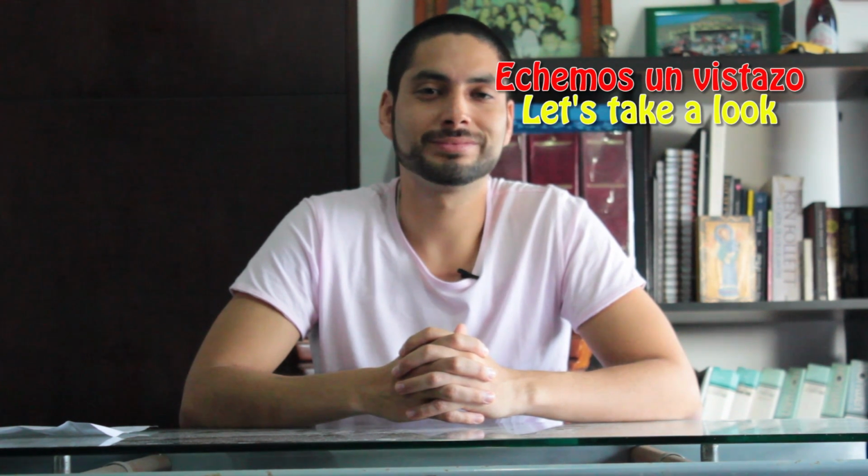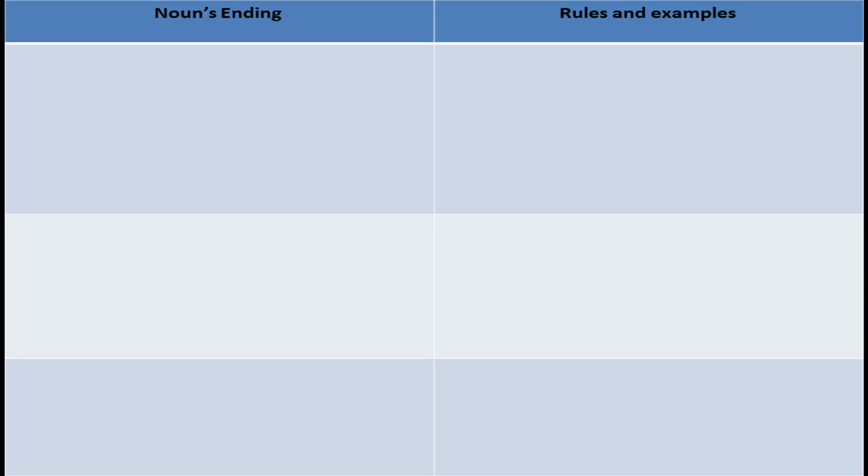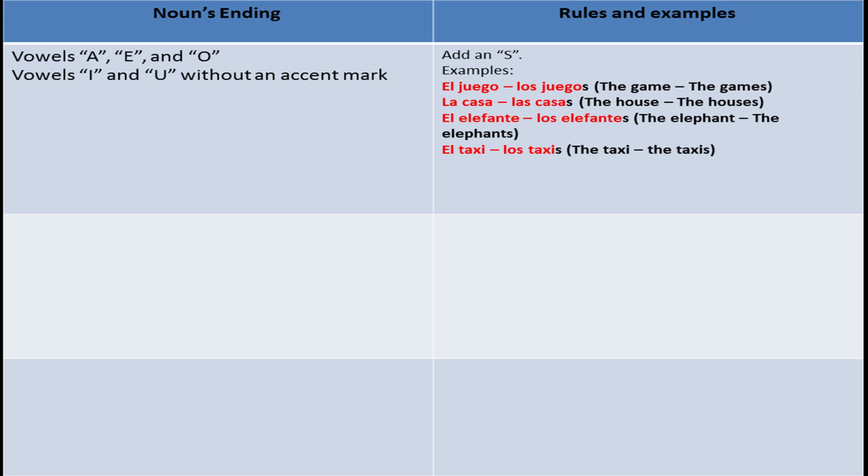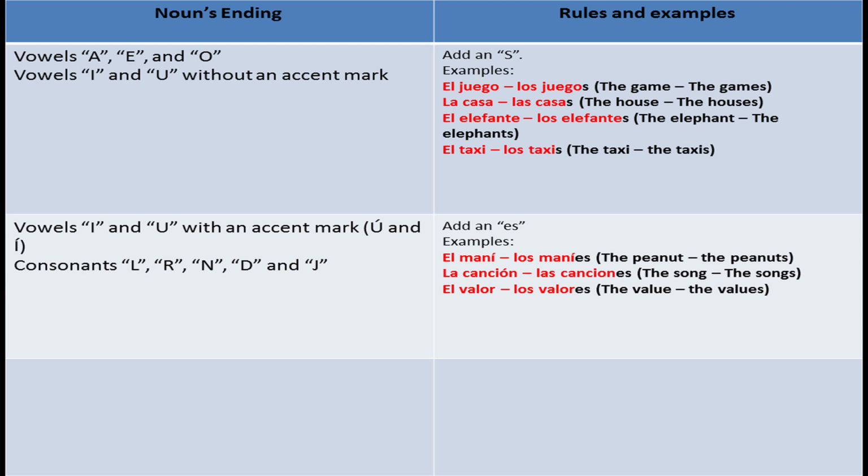Echemos un vistazo. We will classify the rules for plural building according to nouns ending. For nouns which end in vowels A, E, and O, we just have to add a final S. For example, el juego, los juegos, la casa, las casas, el elefante, los elefantes. This also applies for words which end in vowels E and U without an accent mark, like el taxi, los taxis.